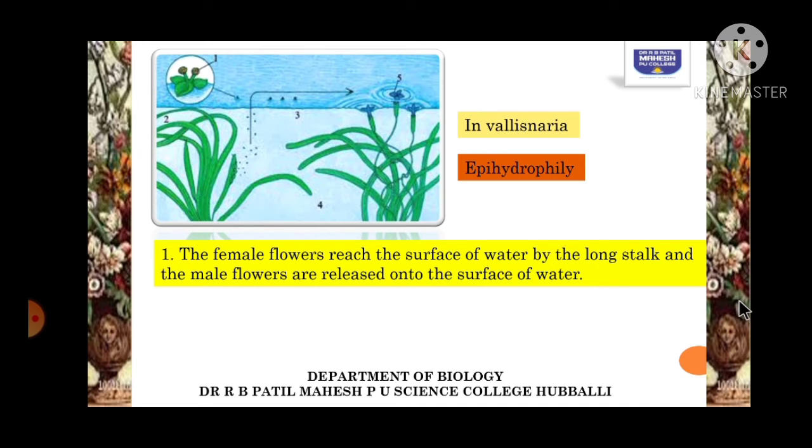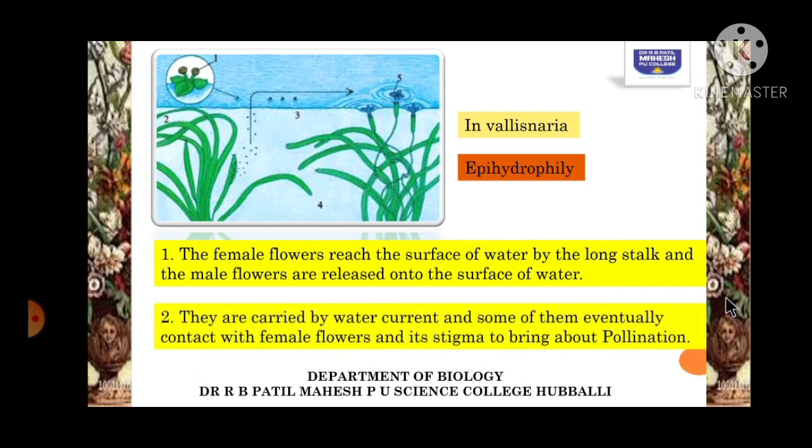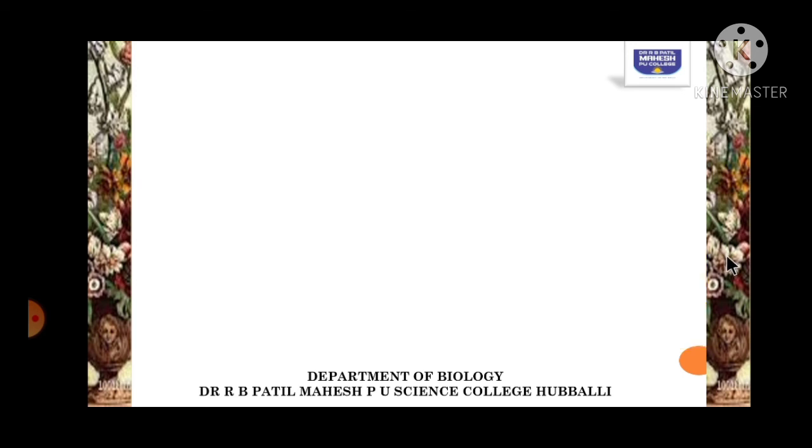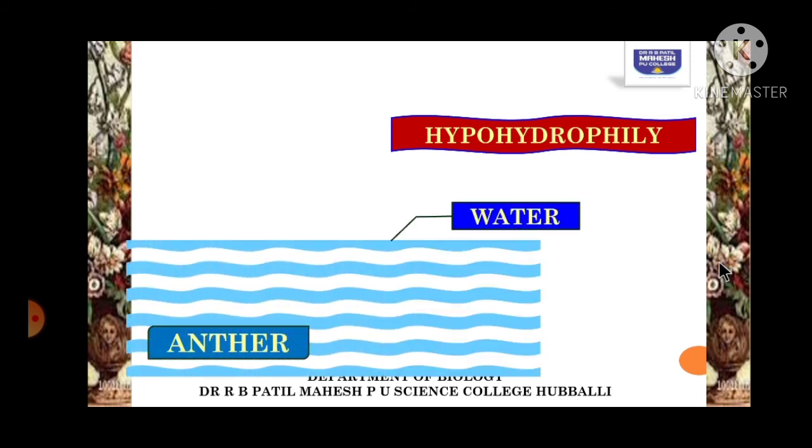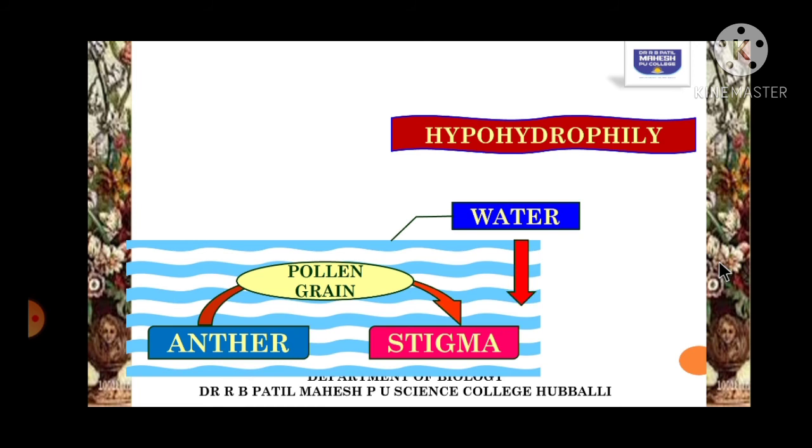The female flowers in Vallisneria will reach the surface of the water by producing a long stalk, as you can see here, and the male flowers are also going to release the pollen grains onto the surface. The pollen grains will be carried by the water current, and once they come in contact with the stigma of the female flower, they bring about pollination. So pollination in Vallisneria can be asked for 2 marks. Practice this.